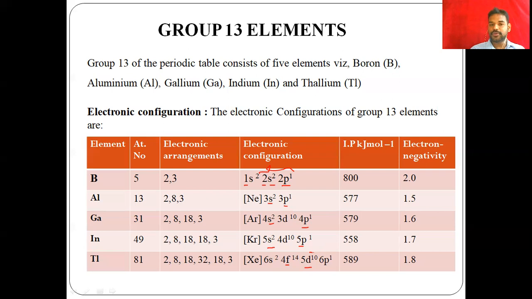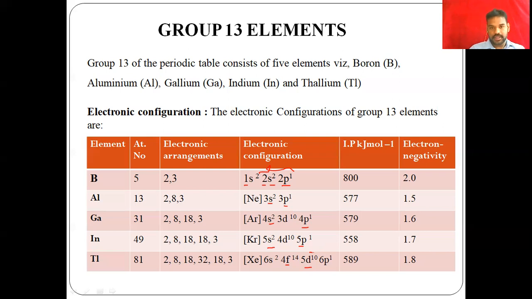Same thing here. Boron acts as a covalent element, or a covalent atom. Because of its covalent character, it gives the high electronegative character here. So the exception is only boron, and then the electronegative character also increases down the group here. So 1.5, 1.6, and so on, it increases. Electronegativity character increases here.